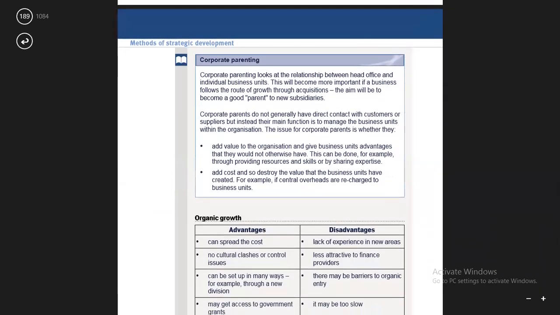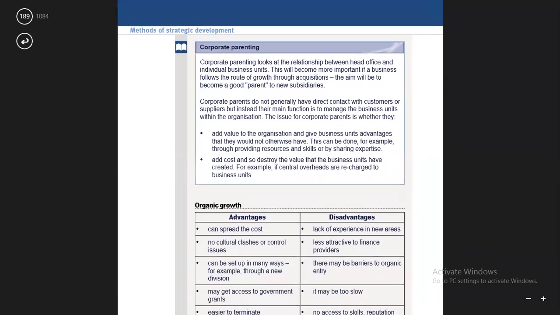Now, the next is corporate parenting. Corporate parenting looks at the relationship between head office and individual business units. This will become more important if a business follows the route of growth through acquisition. The aim will be to become a good parent to new subsidiaries.